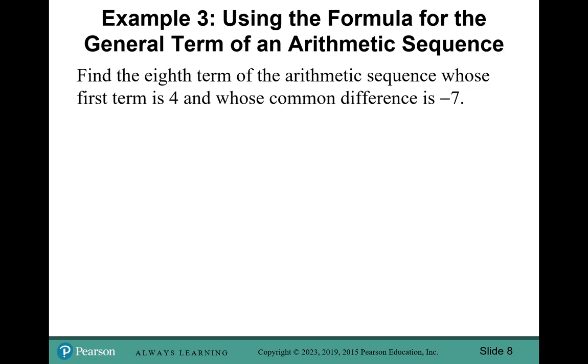Now, what we could do here is find all 8 terms if we wanted to. We could start with 4, subtract 7, subtract 7, subtract 7, subtract 7 until we get to the 8th term. But the further out we go, the harder that gets, right?